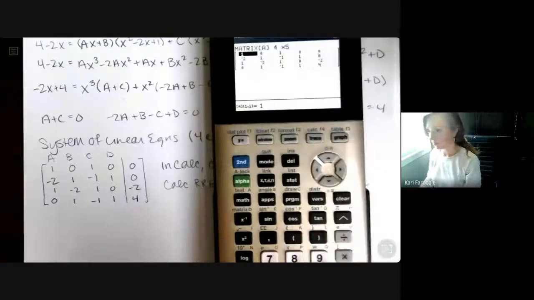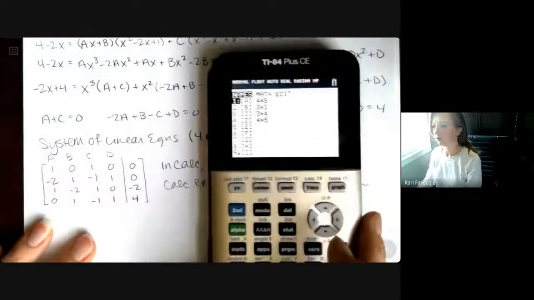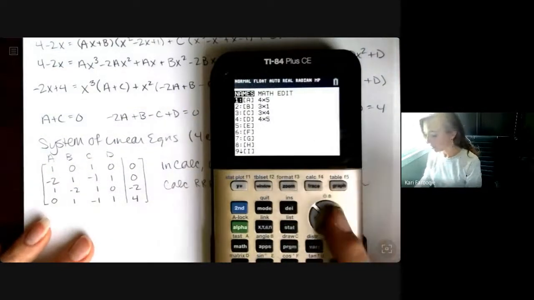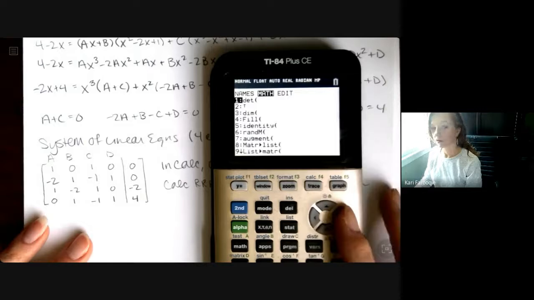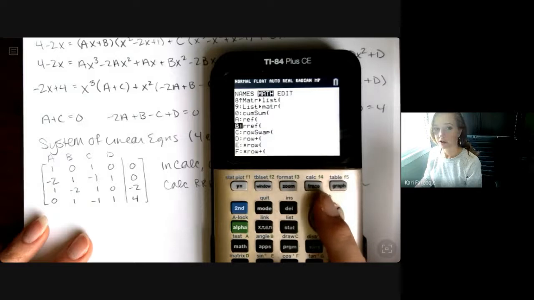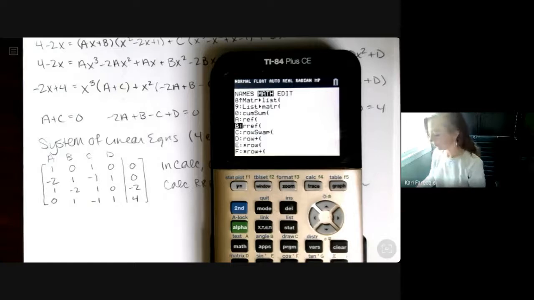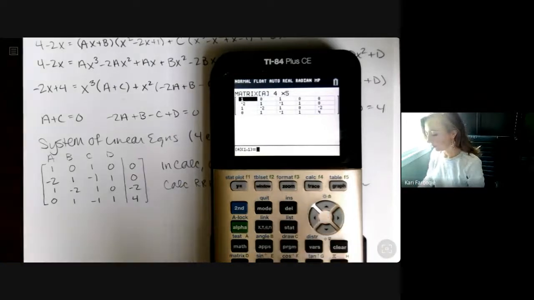If you haven't done this in a while, I'm reminding you now. Go back to your matrix menu, which is second x inverse, and hit the math button. Oh, I might have to go to the home screen first. Scroll up, not down, because you'll get there faster, and hit RREF, which is B. Not REF, RREF.